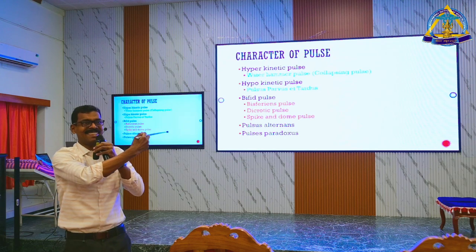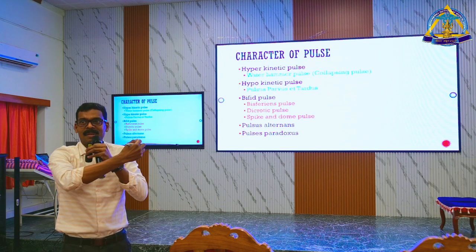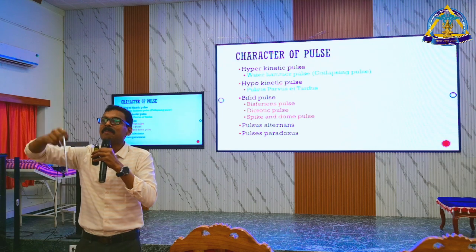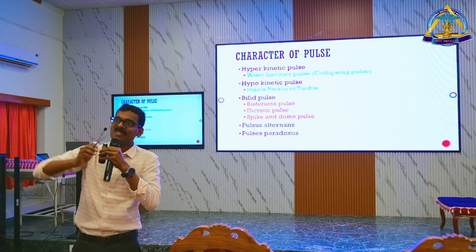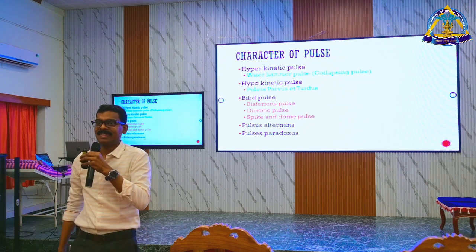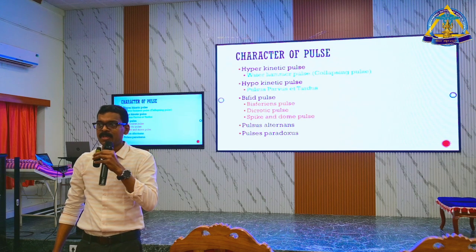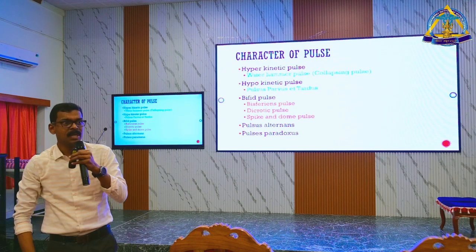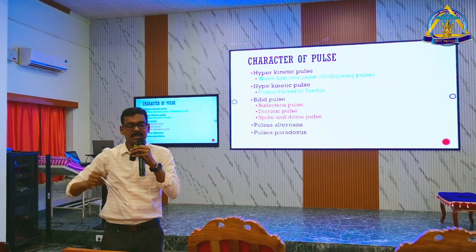But one I have mentioned specifically, what is that? The water hammer pulse. It's again a hyperkinetic pulse. Hyperkinetic means the amplitude is very high, the rate of ascent is very steep, and there's a sudden decline. It's called a hyperkinetic bisferiens pulse. So in severe aortic regurgitation, you have a bisferiens pulse with a high amplitude. So it's a hyperkinetic pulse.